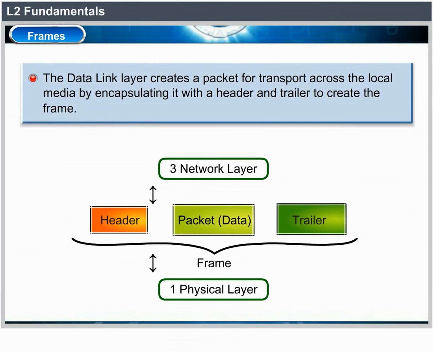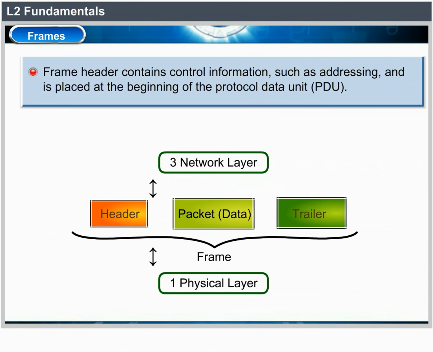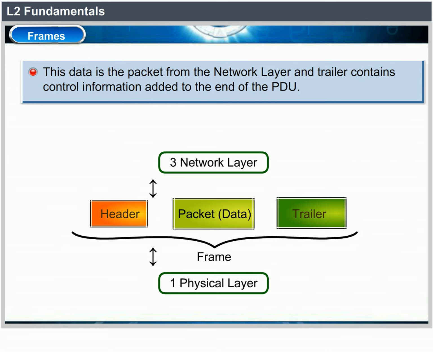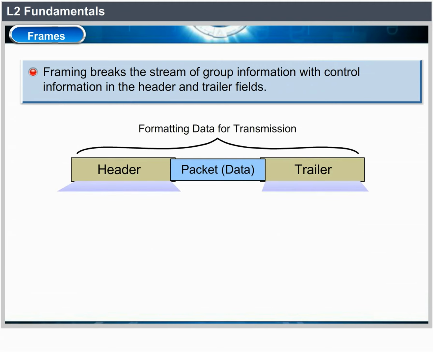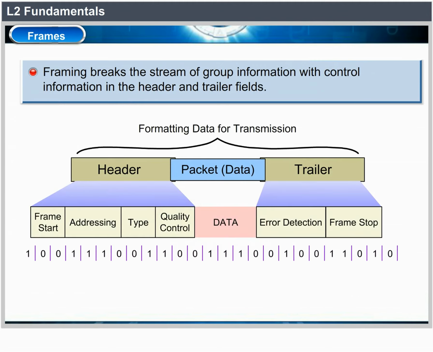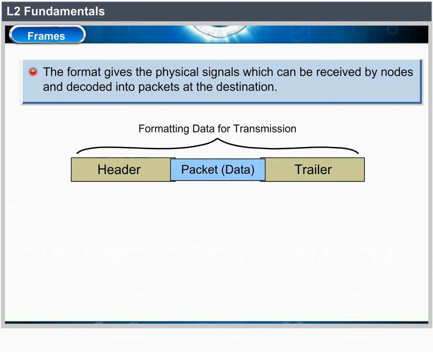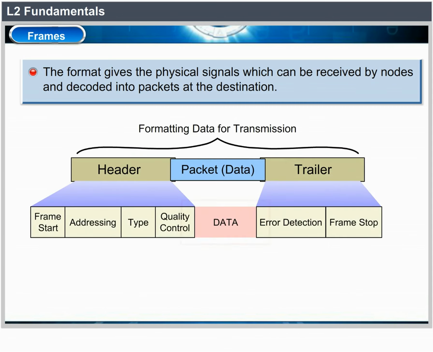Frames. The data link layer prepares a packet for transport across the local media by encapsulating it with a header and trailer to create the frame. The frame header contains control information such as addressing and is located at the beginning of the protocol data unit, that is PDU. The data is the packet from the network layer, and the trailer contains control information added to the end of the PDU. Framing breaks the stream into groups with control information in the header and trailer fields. The format gives the physical signals that can be received by nodes and decoded into packets at the destination.